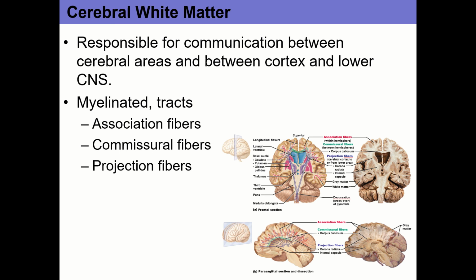The commissural fibers run between the cortices, so left to right or right to left. So they bridge that gap through the corpus callosum. So they bridge the gap between left and the right hemispheres. So those run medial to lateral. And then projection fibers run superior to inferior. And so those are bringing information up to the brain, or in the case of the pyramidal tracts, they're taking motor information away from the brain to initiate voluntary muscle contraction.